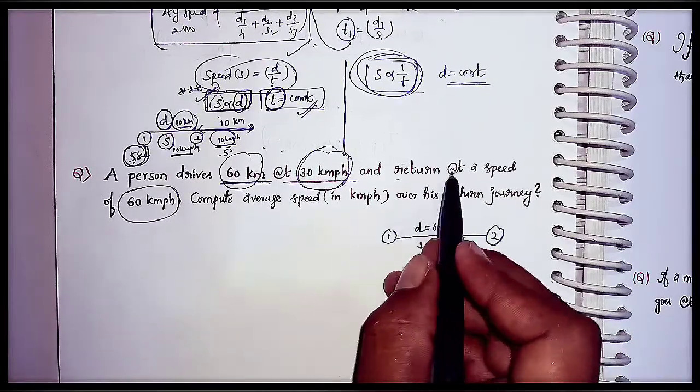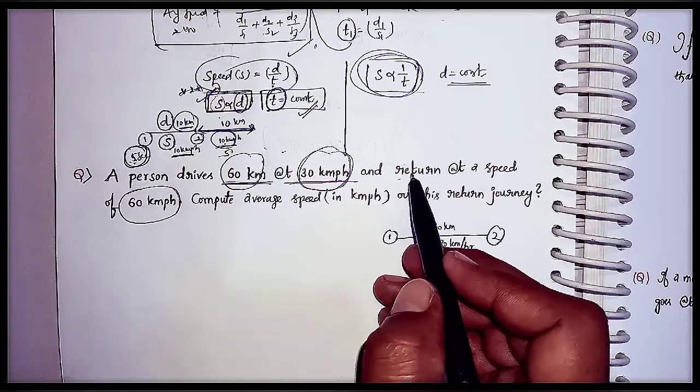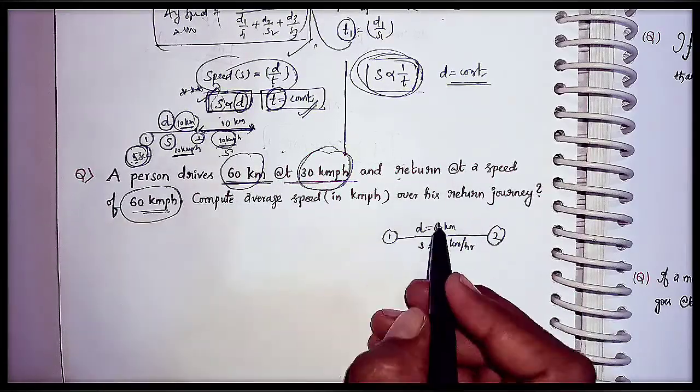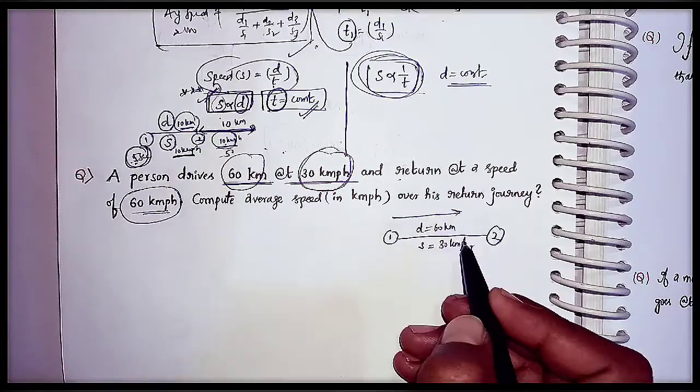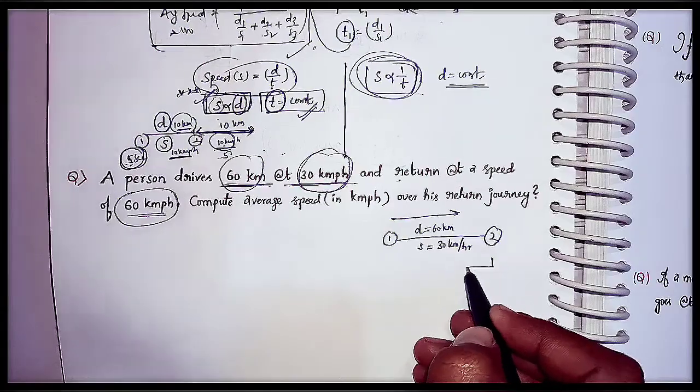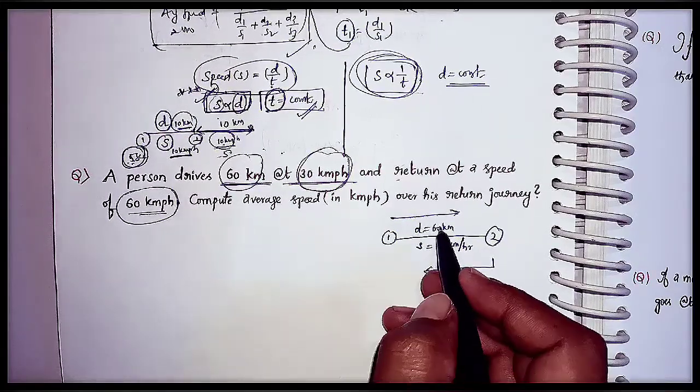And again, what is happening? He is returning at a speed of 60 kilometer per hour. First he traveled from point 1 to point 2, and after some time he returned. That means he traveled from the second point back to the first point, the same distance.